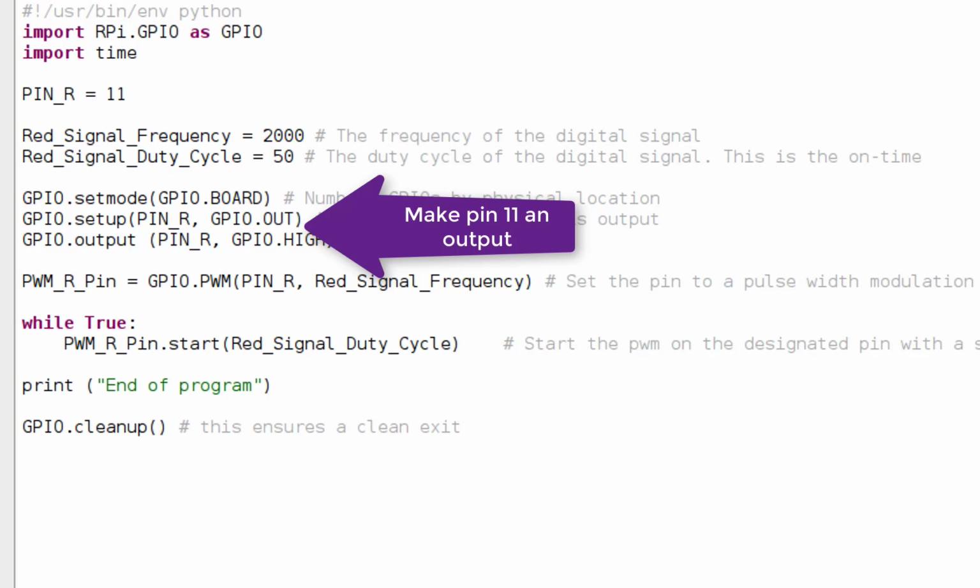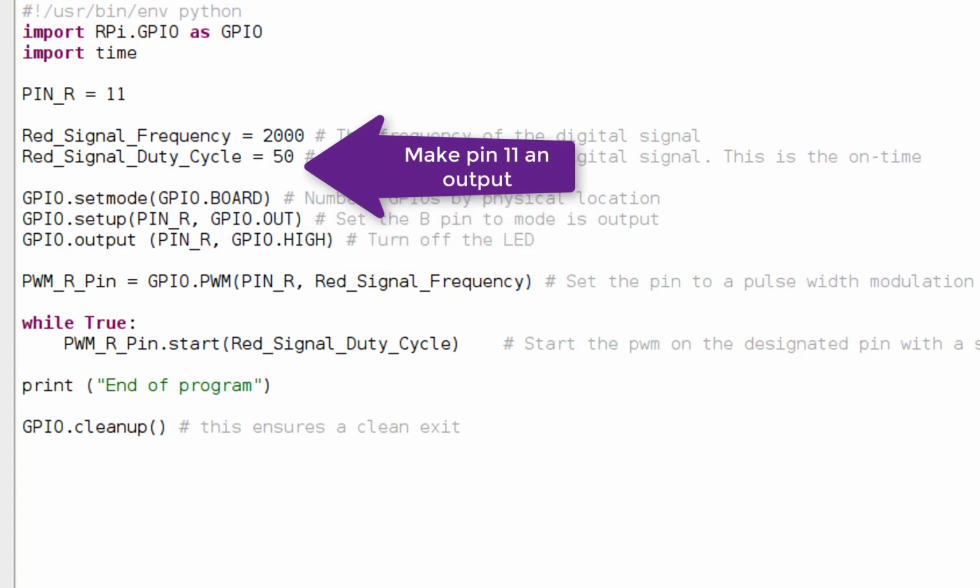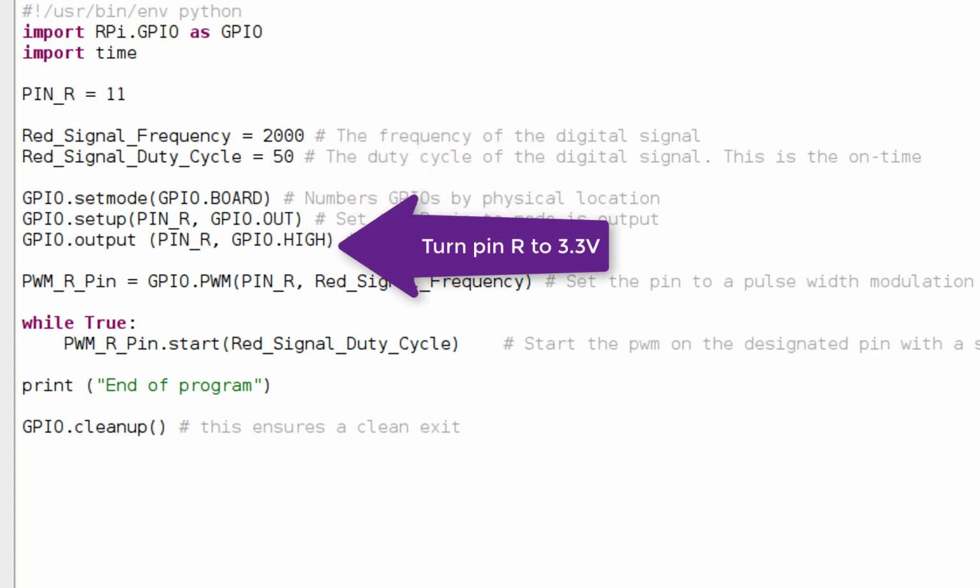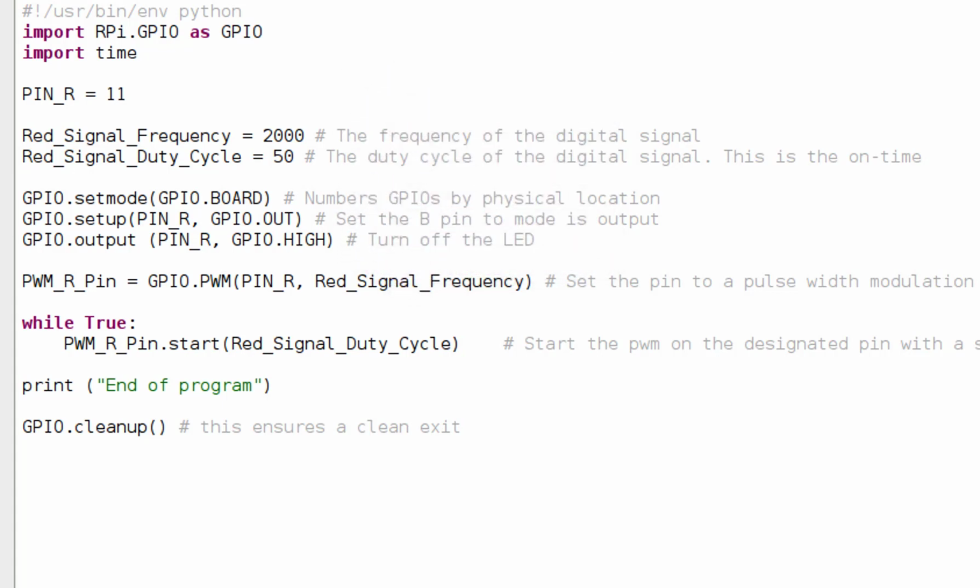Even though we are making pin R a ground, keep in mind that that ground is still an output. The final item that we will be doing is turning off the LED. When we do GPIO.output, we change pin R to high. There is no potential or difference in voltage between pin 11 and the voltage that we've connected it to.